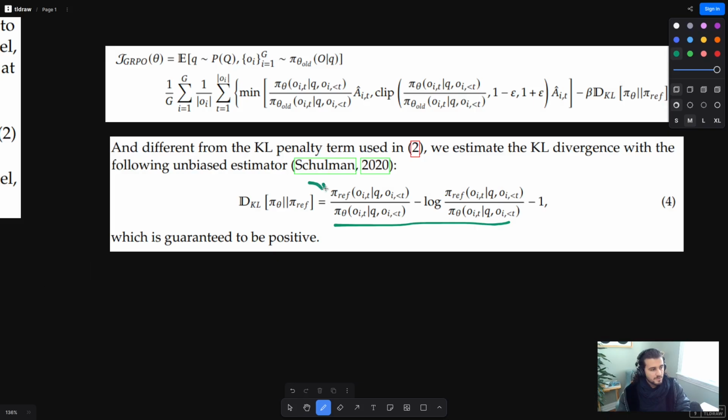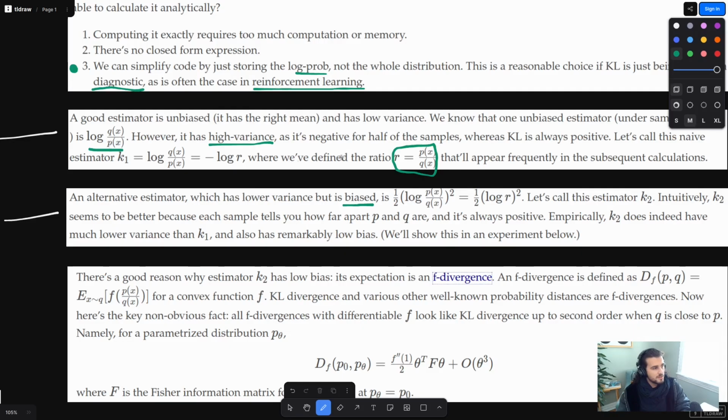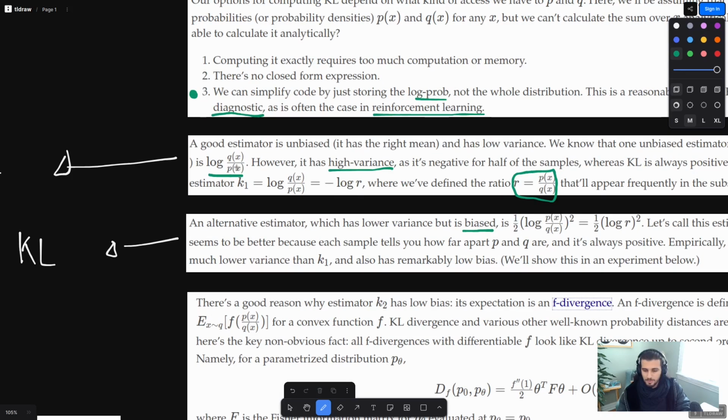Here, this is supposed to be P, this is supposed to be Q, this is flipped versus this implementation in PPO. This one, although it is not biased, has high variance because some of the numbers are going to be negative because of the log. Log of 0 point something will be negative. Well, the actual KL divergence is not negative. It's between 0, like we've seen, and infinity.